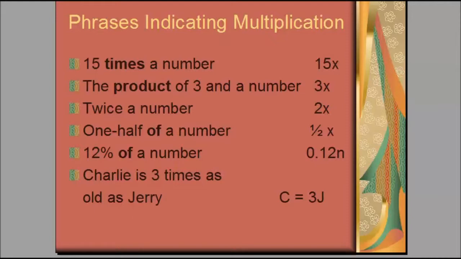Notice that when you are working with fractions and decimals, if you see the word of in the problem, that will nearly always indicate multiplication. Charlie is 3 times as old as Jerry is C equals 3J.